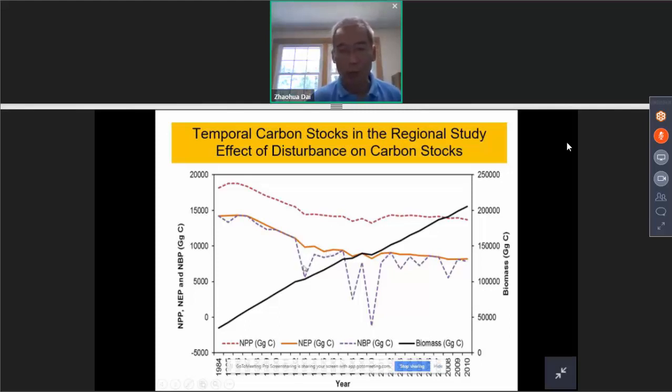That is the red dashed line, the NPP. You can see in which year NPP is less than 0. That means a lot of cutting. Also, the accumulation is lower here, then it comes down and continues to increase. So this is the summary for the whole Lhasa area.